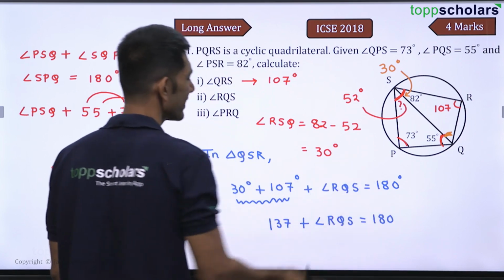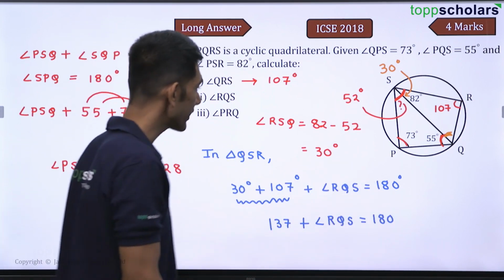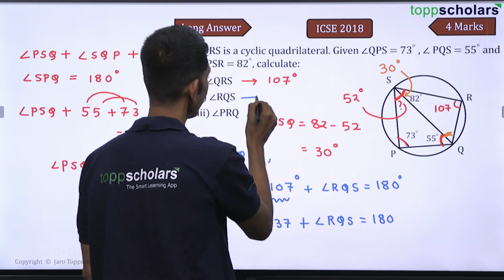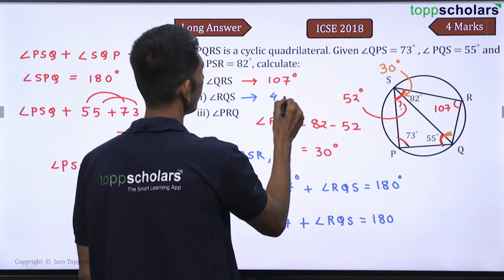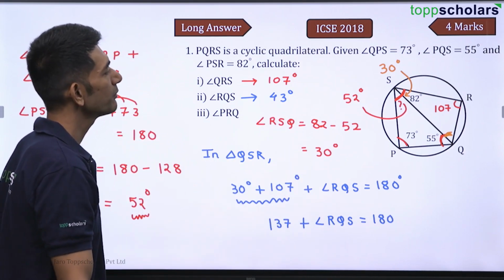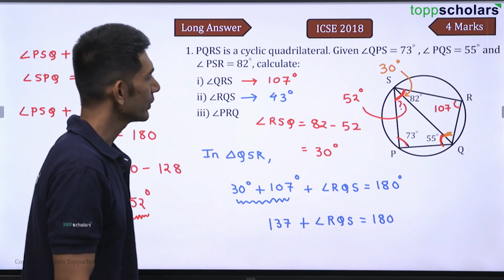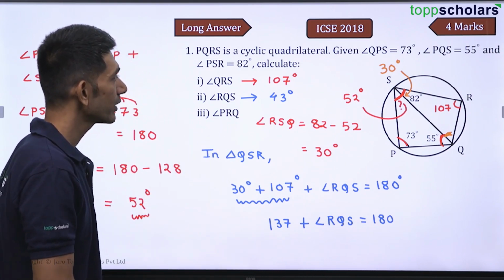So if I shift 137 to the other side, I'll have to subtract 137 from 180. That gives me 43 degrees. So can I say angle RQS is 43 degrees, right? I hope this part is clear to all of you. Now we are supposed to find out PRQ. So let us focus, where is PRQ?